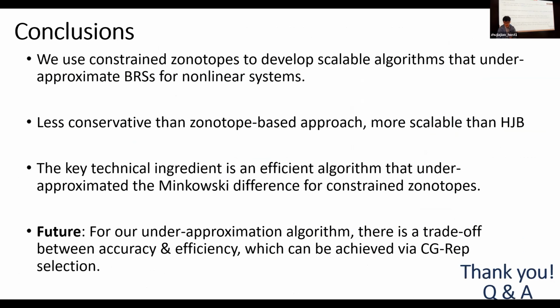So let me wrap up. In this paper, we use constraint zonotopes to develop some scalable algorithms to do backward reachable set under-approximation. And those under-approximations can be used to do control synthesis or falsification with some temporal logic requirements. Our results are less conservative than the zonotope-based approach, and we're more scalable than the HJB method. The key technical ingredient here is an efficient way to under-approximate the Minkowski difference of constraint zonotopes.